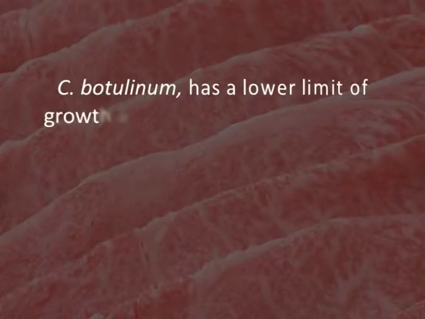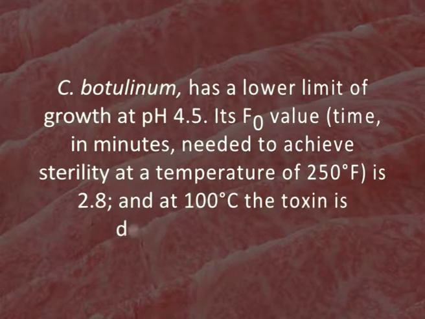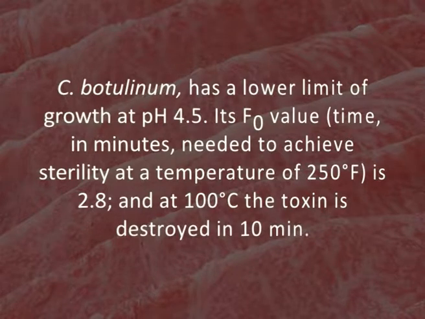This permits more or less indefinite storage life in the can at any ambient temperature, provided it is kept sealed, but the product is markedly different from fresh meat and may alter chemically and physically in the course of time. Since the most lethal food poisoning organism, Clostridium botulinum, has a lower limit of growth at pH 4.5, all foods such as meat which support its growth are given heat treatment sufficient to destroy it. Its F0 value, that is the time in minutes needed to achieve sterility at a temperature of 250 degrees Fahrenheit, that's 121 degrees centigrade, is 2.8. And at 100 degrees centigrade, the toxin is destroyed in 10 minutes.